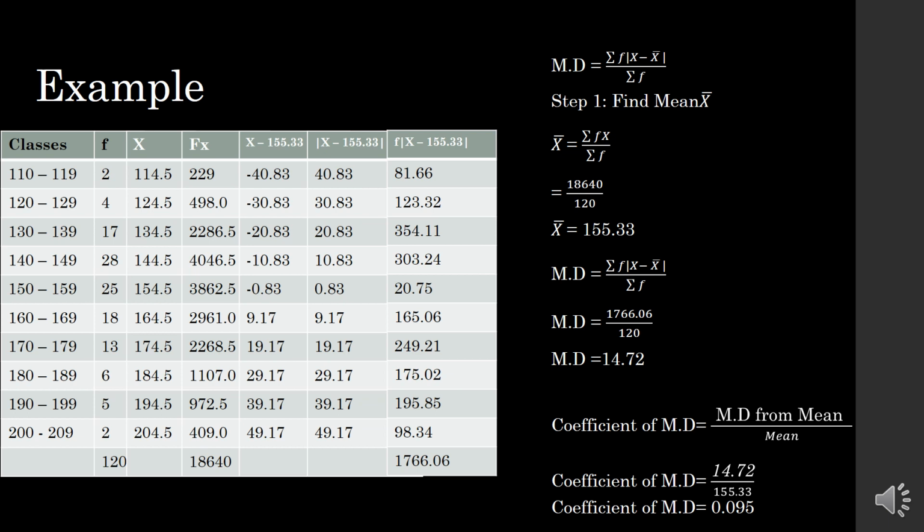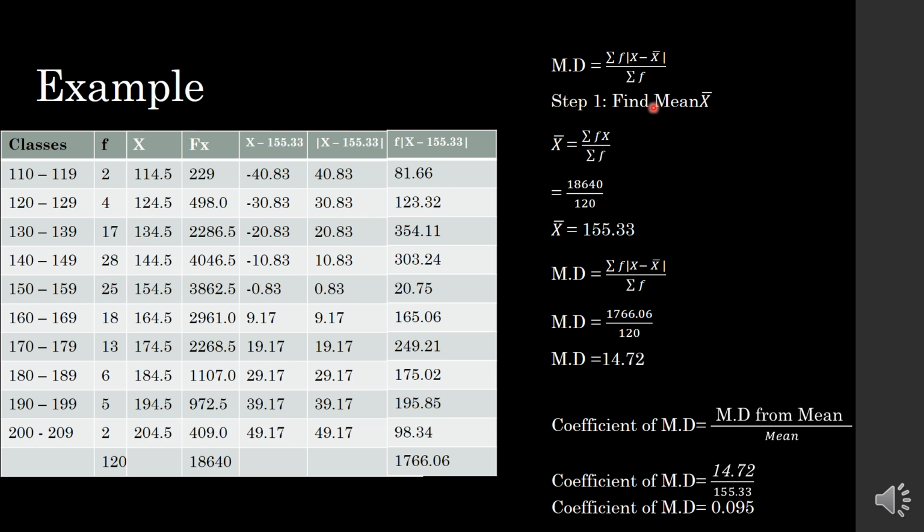Now we are moving toward the example for the grouped data. In the two headings we have the data. First of all we have the classes, and the second one we have the frequency. F denotes the frequency. So the first step is to write here the formula of mean deviation, and then find out what values we need first.